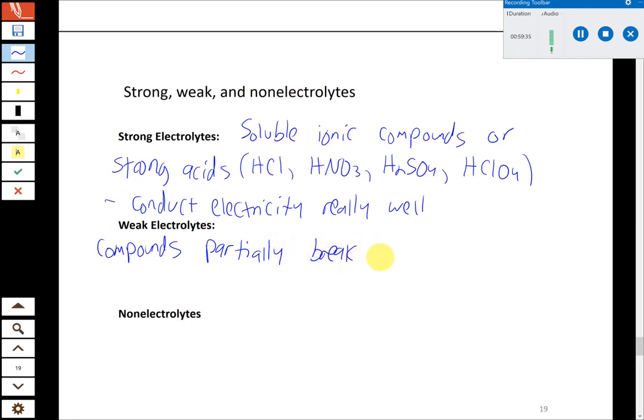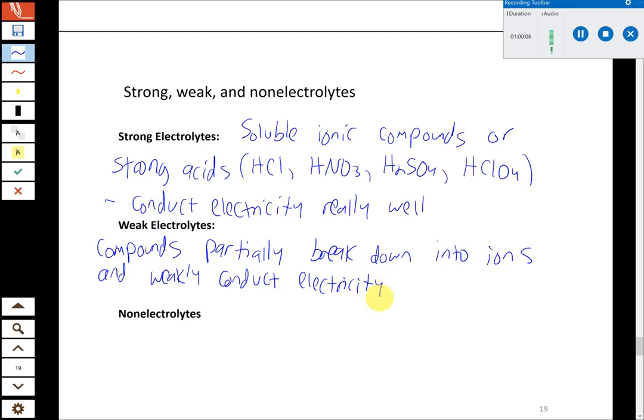Now, again, this concept of partially breaking down into ions is not going to be something we deal with a lot in this course because it's a lot more complicated, something you'll get to in Chem 2. But because the compound only partially breaks down into ions, you don't have a lot of ions in solution, and so they only weakly conduct electricity. The example that you saw in the video was acetic acid, or what you called vinegar, which is just a solution of acetic acid. That would be what we call a weak electrolyte.